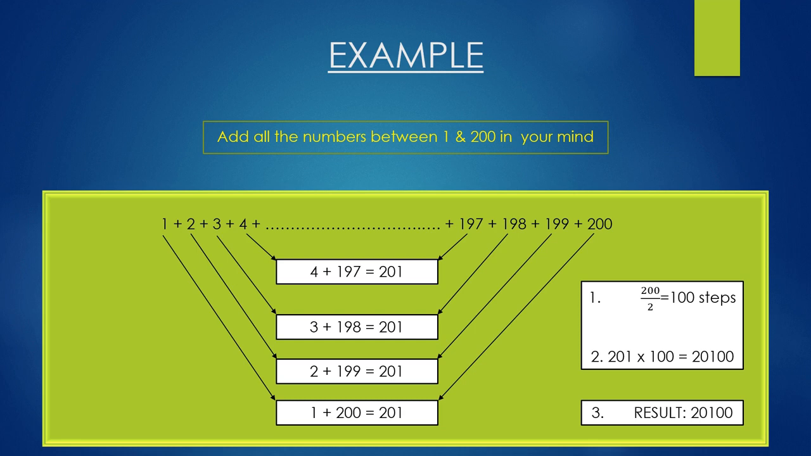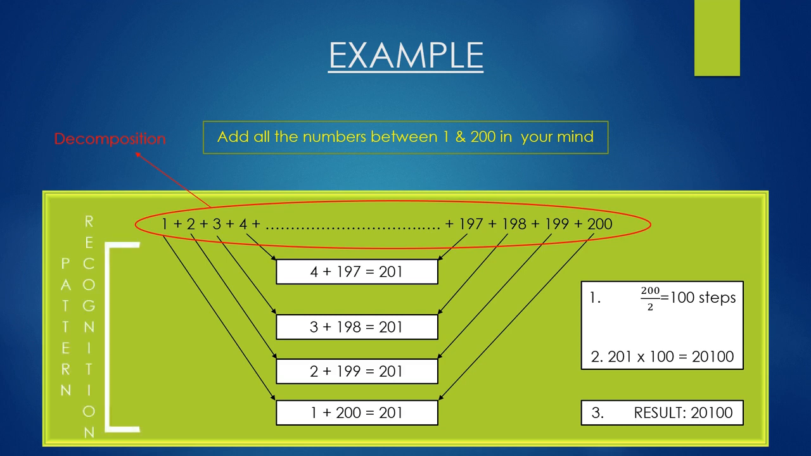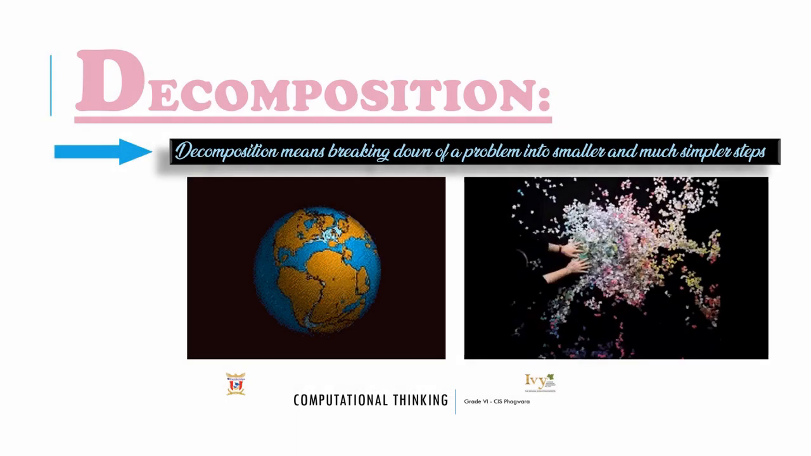So what we just did is we broke the problem into smaller pieces. That's called decomposition. And then we recognized a pattern from that. And finally, we formulated an algorithm that gives us the result. Let's define these terms one by one.